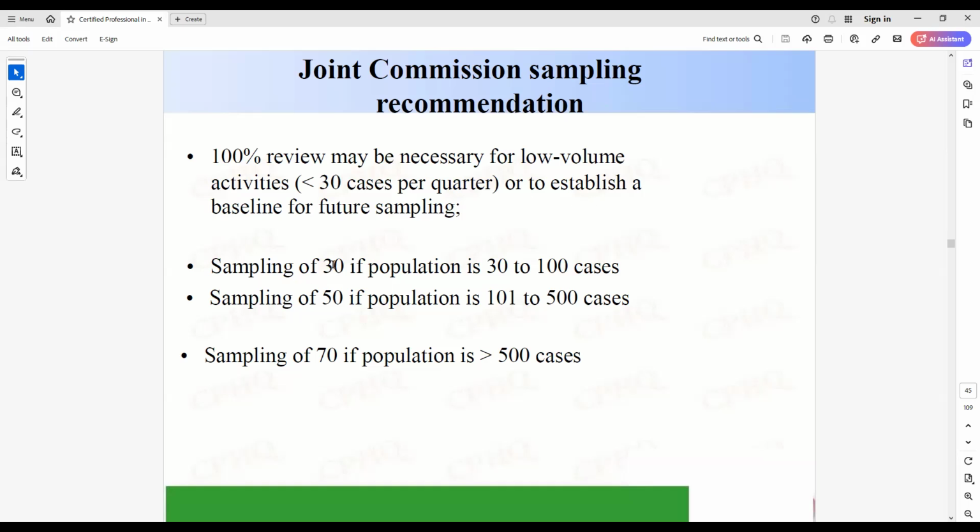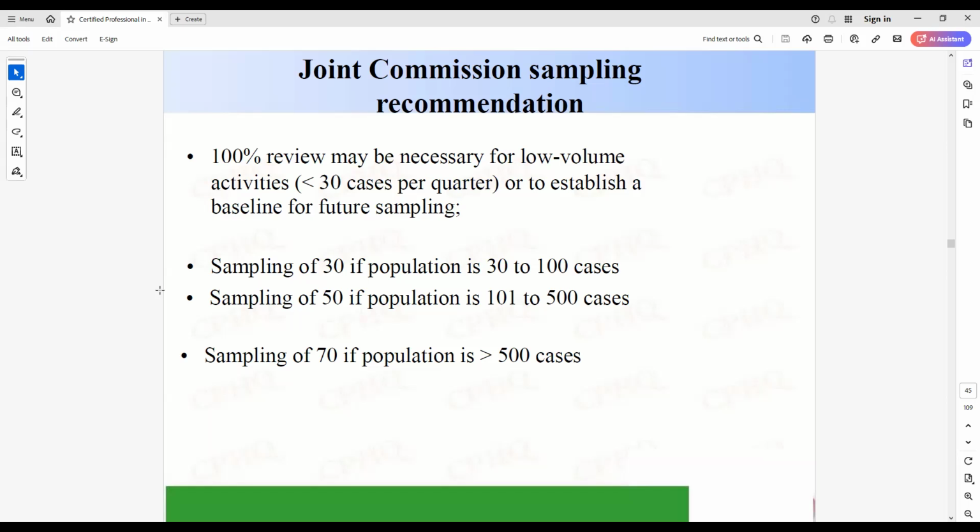And then here they say a sample of 30 if the population is between 30 to 100 cases, and a sample of 50 if the population is between 101 and 500 cases, and a sample of 70 if the population is more than 500 cases. Again, that was one of the recommendations of the Joint Commission.